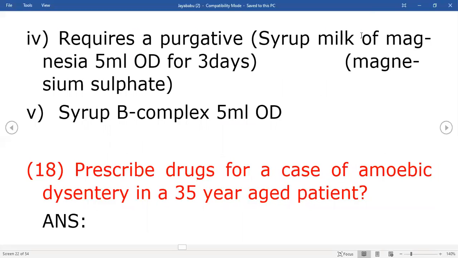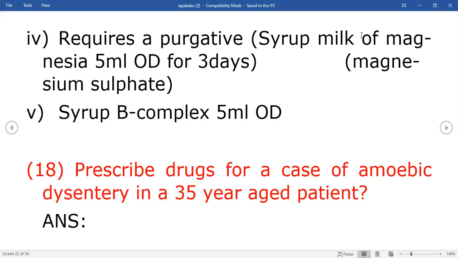And apart from this, you need to put the patient on purgatives like milk of magnesia, 5 ml OD for 3 days. Because after the administration of these drugs, the Ascaris tend to die off in the body and they can cause accumulation. They can cause obstruction inside the body. So to get relief of the obstruction, you need to give milk of magnesia or a purgative which expels the Ascaris lumbricoides outside. And then apart from this, the patient should also be kept on syrup B complex 5 ml OD.